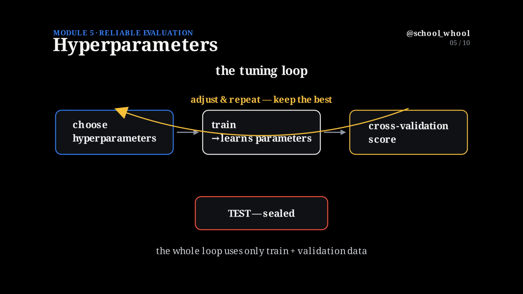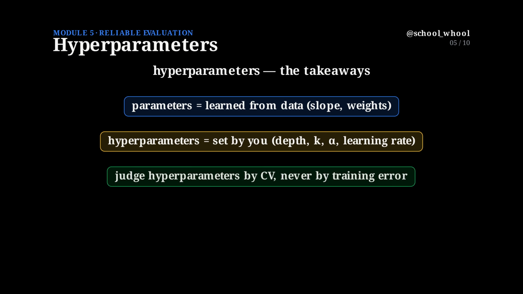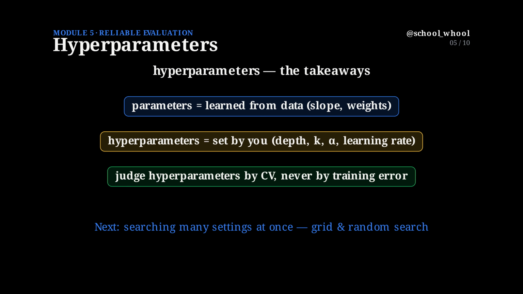So, parameters are learned from data. Hyperparameters are set by you and judged by cross-validation. But trying settings one at a time by hand is slow and haphazard. There's a systematic way to search through many combinations at once: grid search and randomized search. That's next.